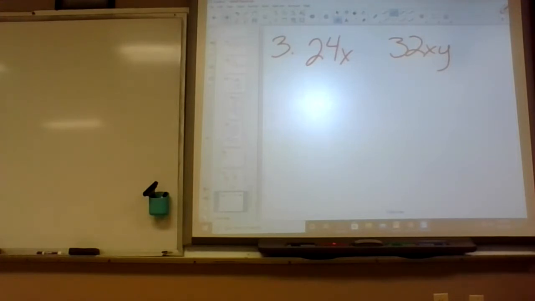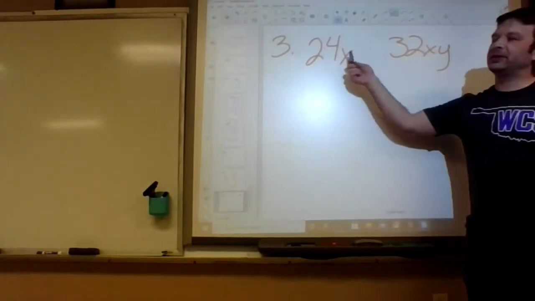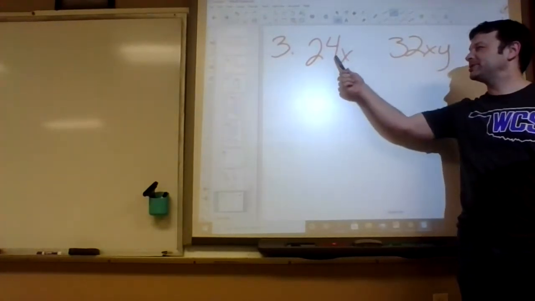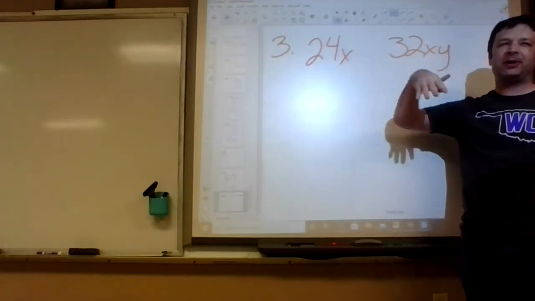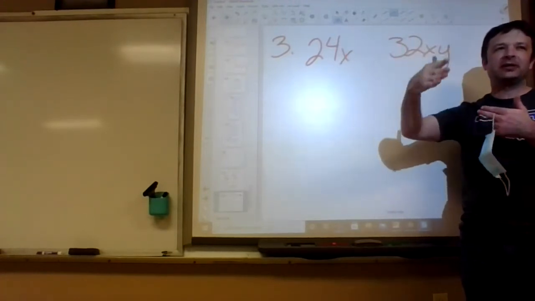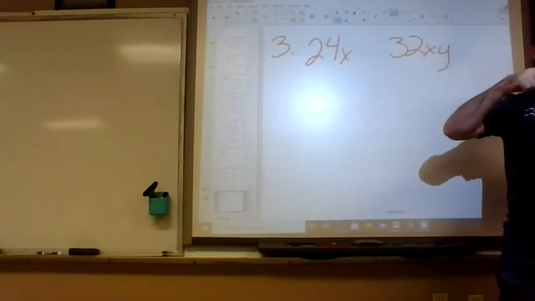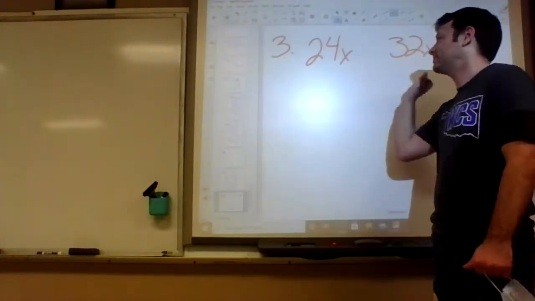What goes in 24 and 32? 8. I don't know if I can explain this, but the biggest possible answer is going to be the difference between these two. Because if you count by 8s, 8, 16, 24, the biggest the gap could be is 8. Anyway.